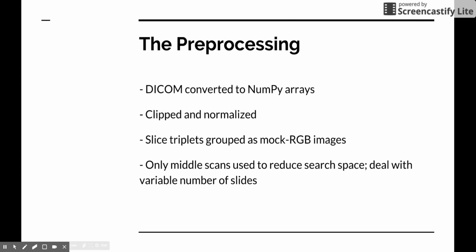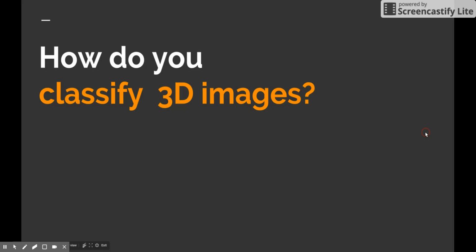For the pre-processing, we took the DICOM images and converted them into NumPy arrays. We clipped and normalized the images to narrow the search space, and we sliced the triplets to group them as mock RGB images so that they would work on the pre-trained ImageNet weights. We only used the middle scans to reduce the search space again and deal with the variable number of slices, as we figured that the cancer would typically be relegated to the center part of the lungs.